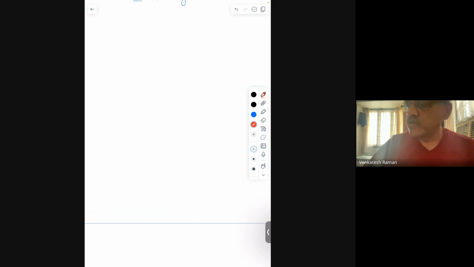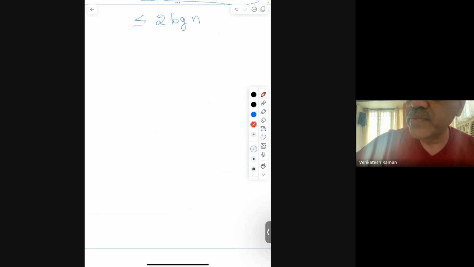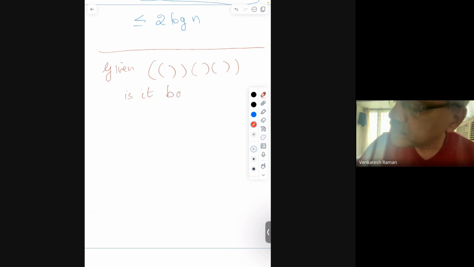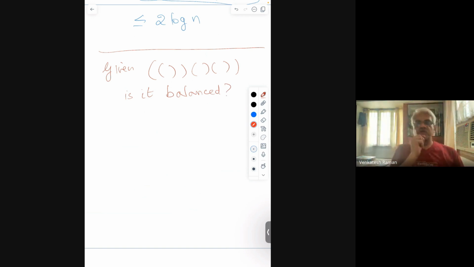Yeah, I'm just sticking to few questions every time just to make sure that people actually will attempt and do them. So the next question says, given some parenthesis sequence, I want to check whether it is balanced. Meaning that every open should have a matching close bracket.